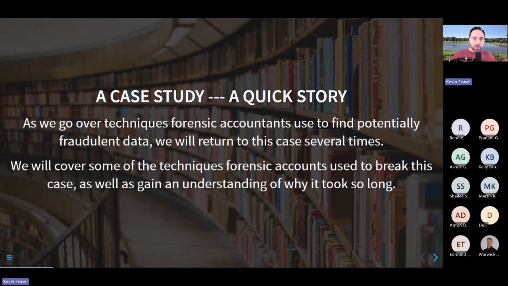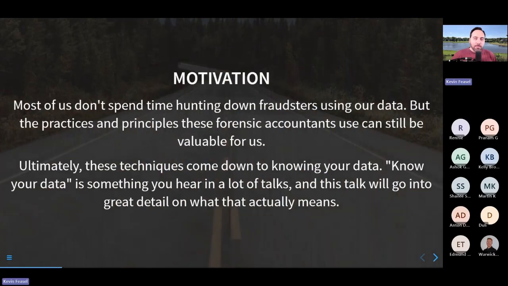So I am going to return to this real life case several times throughout the course of the evening. I'll fill in a couple more details on how people were able to find the fraud and so on. So basically, I don't expect any of us to come out of this and say, well, I've gone and found fraud in my data. My customers are defrauding us, or something is happening within my organization.